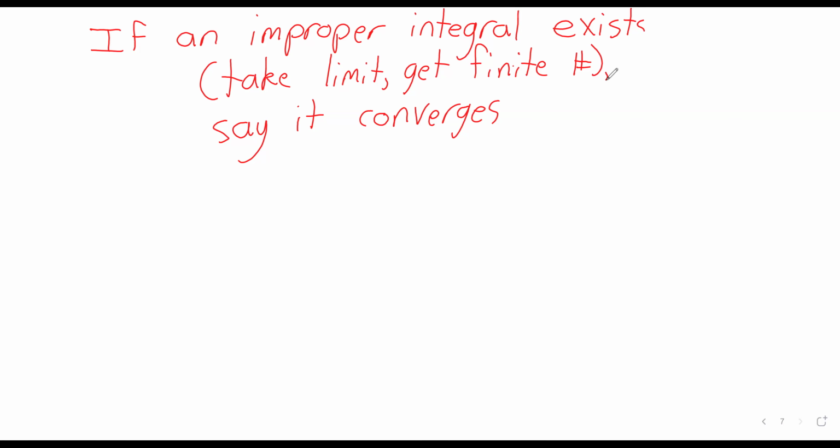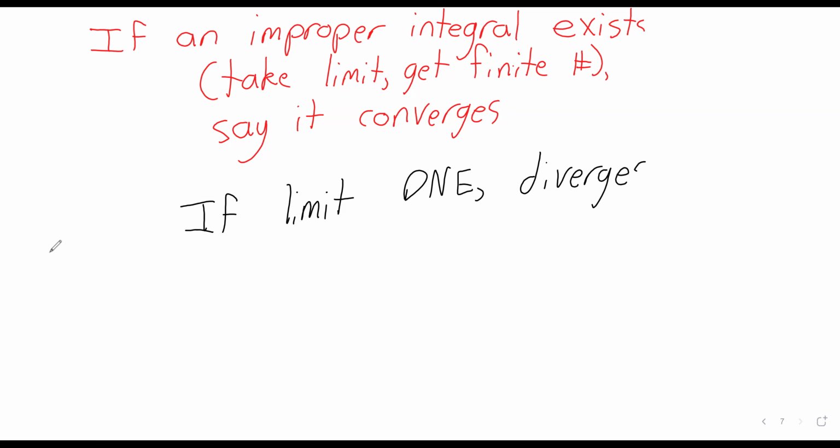If we try to take this improper integral and the limit does not exist, then probably pretty much what we'd expect. We say that the improper integral diverges. So an improper integral can converge or diverge. It can be finite, it can be infinite.